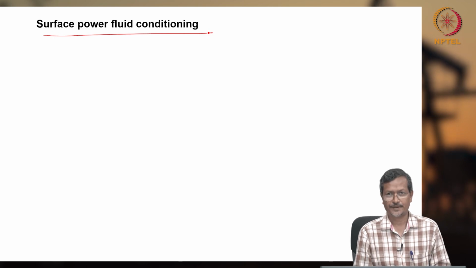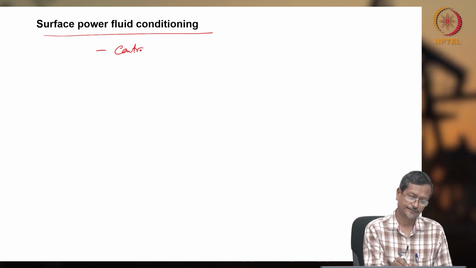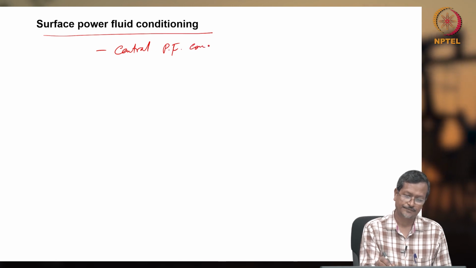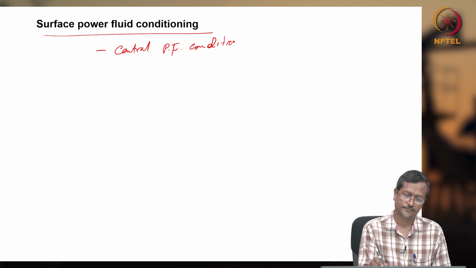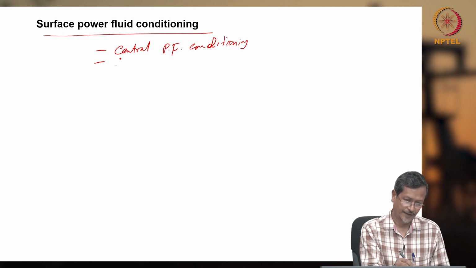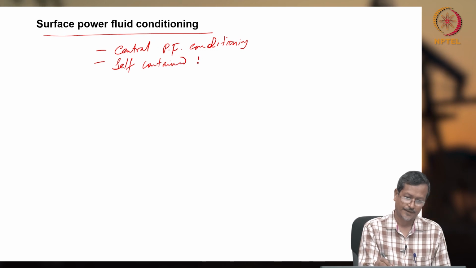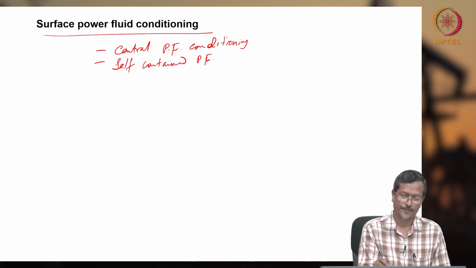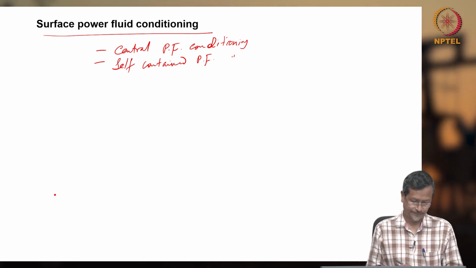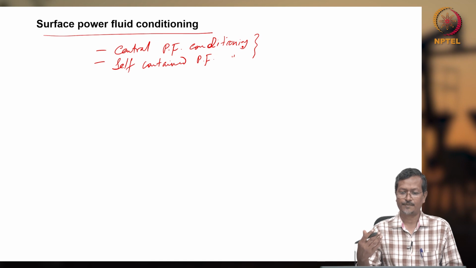So on the surface, when you are pumping, there are two options. You have central power fluid conditioning, and one is self-contained power fluid, PF, not PE, PF conditioning. The success of an economical operation is based on whether it is self-contained power fluid conditioning or centralized.